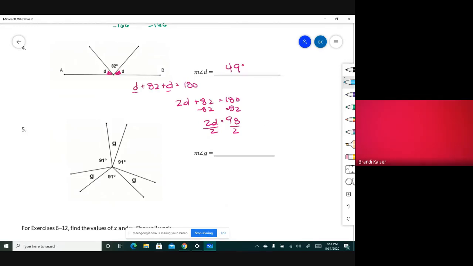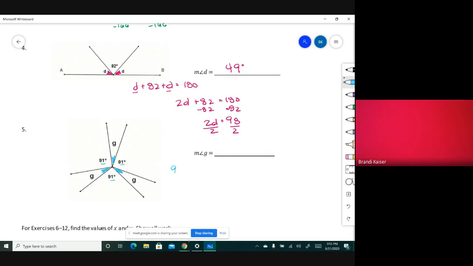For number 5, all right, number 5 doesn't happen to have any straight lines. There's no line segments I can use, so I know I'm not adding to 180 anymore. But look, I'm solving for angle G, but there are 3 G's. The other numbers that we have are all the same. They're 91, 91, 91. And because I don't have a linear pair, I also don't have any vertical pairs. And with that, that means I have to use the whole around the point. So that means all around this point should total to 360.